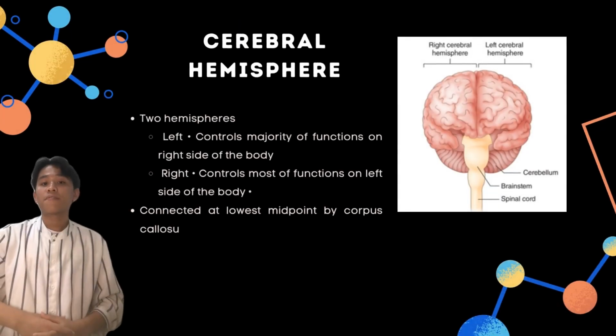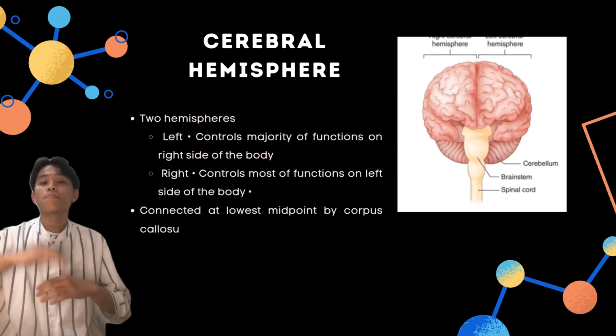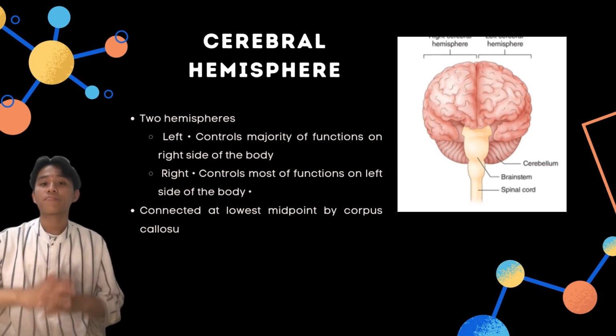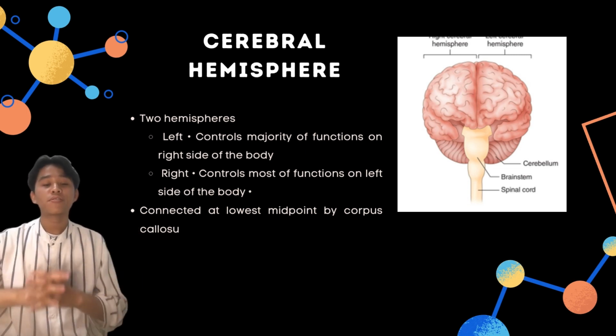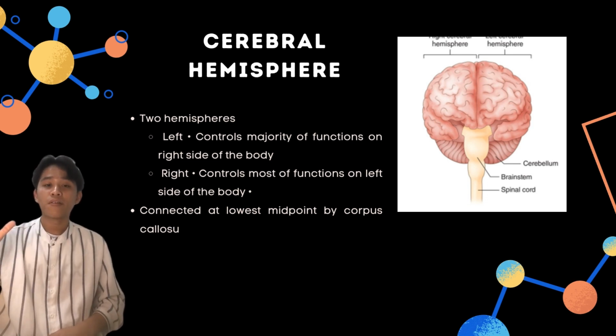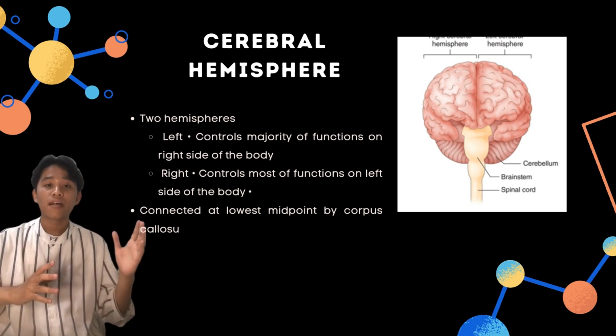The cerebrum is divided to create two cerebral hemispheres connected at the lower midpoint by the corpus callosum. The right cerebral hemisphere controls the majority of functions on the left side of the body. An injury to the right hemisphere produces sensory and motor deficits on the left side of the body.